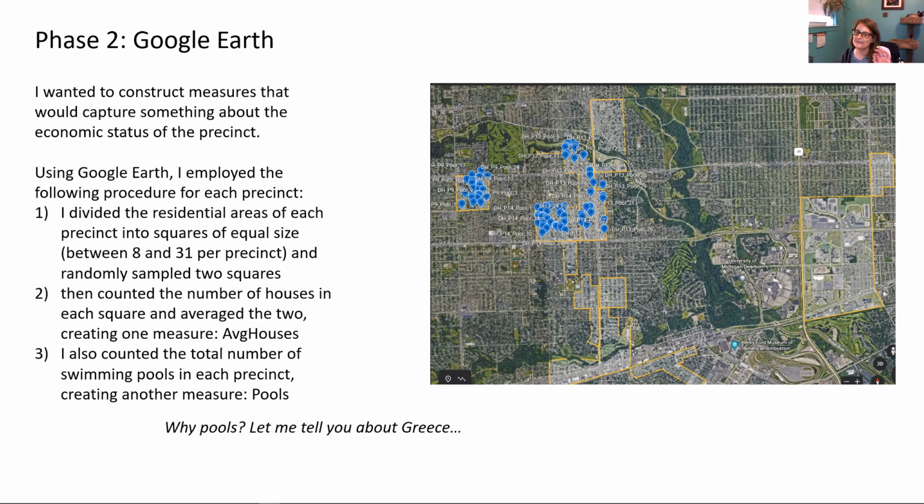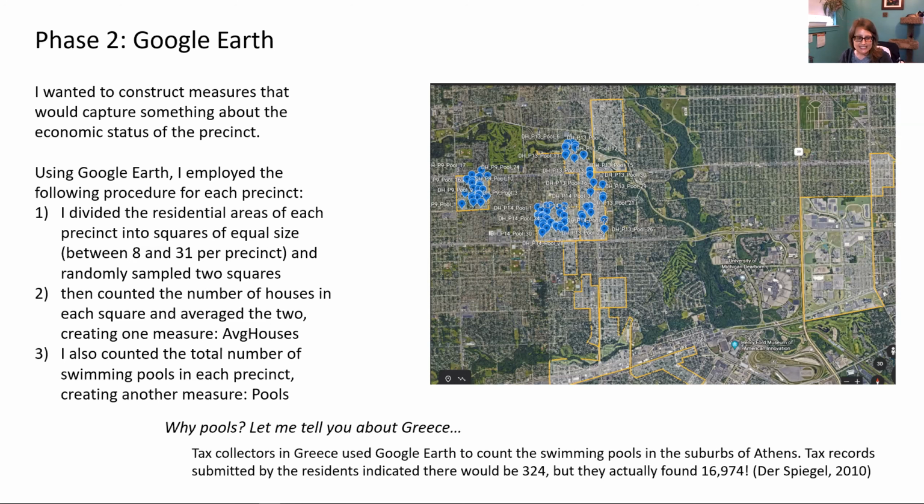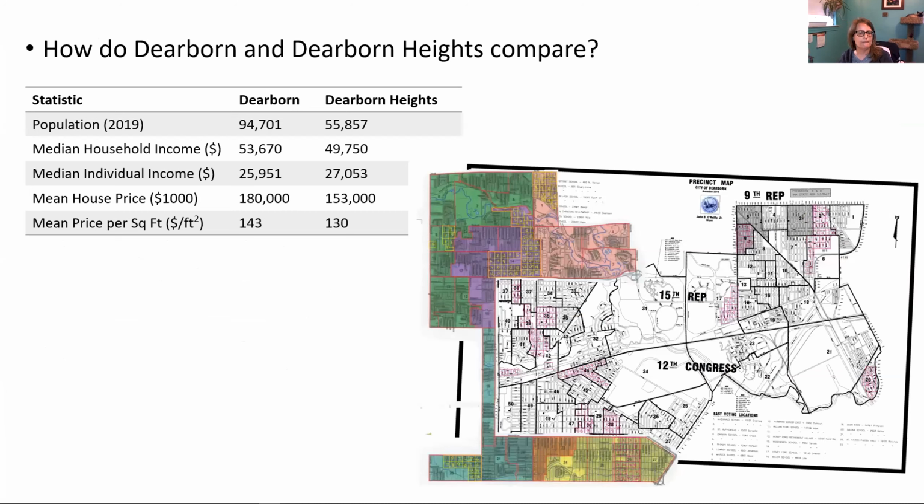Why pools? I'm just going to do a little digression about Greece. In Greece, about 10 years ago, tax collectors used Google Earth to count the number of swimming pools in the suburbs around Athens. From tax records, they expected 324. They actually found 16,974 swimming pools, and it ended up collecting billions in back taxes based on stuff like that. So that's where I got this idea, from reading that article.